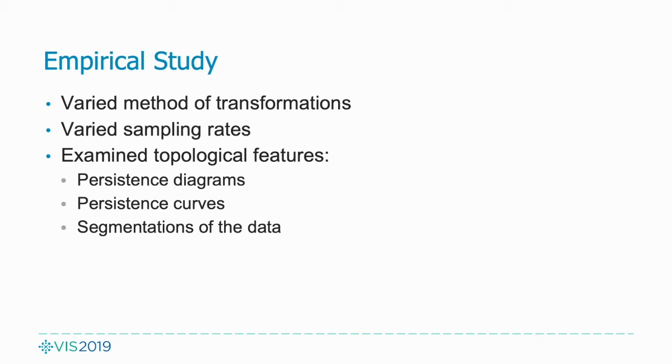To evaluate the data transformation methodologies, we did an empirical study on the projected data of the analytical solution. We did this by varying the method of transformations, playing around with the sampling rates, and examining the topological features such as persistence diagrams, persistence curves, and segmentations of the data. We made some interesting observations. So now let's look at some of them.